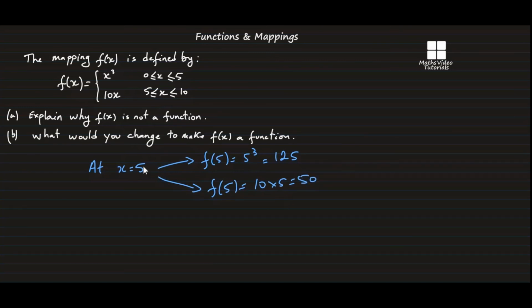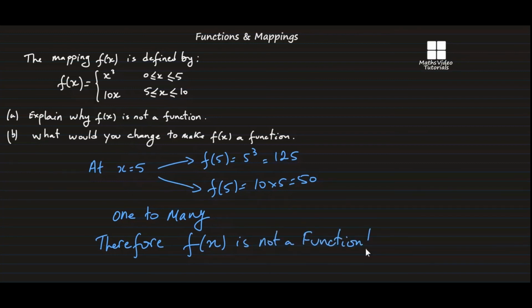So you can see this is one to many. One value from the domain will have two separate images in the range. So it is a one to many. And we know that one to many mapping is not a function. So we're going to say, therefore, the mapping f of x is not a function. Let's do part B now.